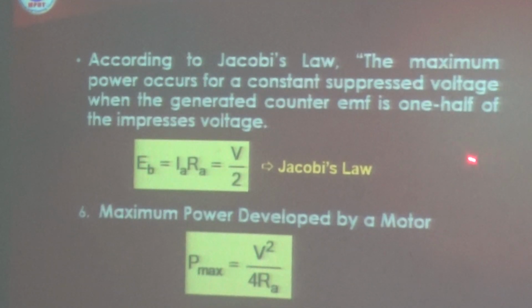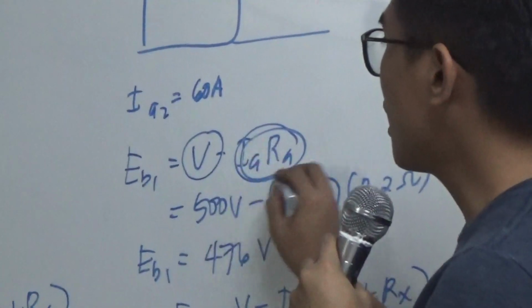So according to Jacobi's law, the maximum power occurs for a constant impressed voltage when the generated counter EMF is 1/2 of the impressed voltage. Sabi niya, EB is equals to IA times RA is equals to V over 2. Sabihin, ito pala, itong IA RA, kalahati na nito.